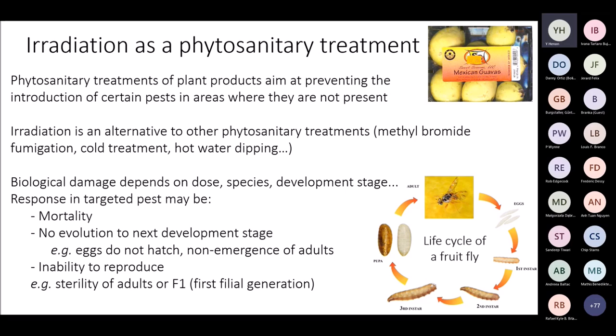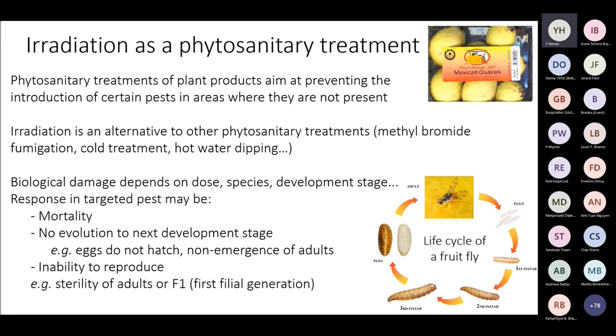and vegetables. One of the most common is to fumigate them with methyl bromide, an ozone depleting gas, or using cold treatment or hot water dipping. In the case of irradiation, all fruit and vegetables can be treated and only one dose can be used for a specific insect.